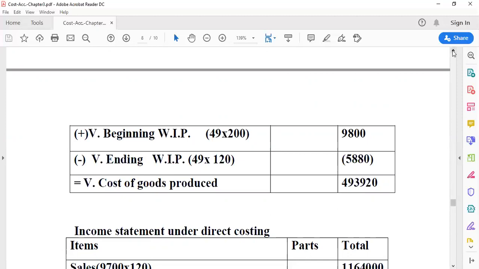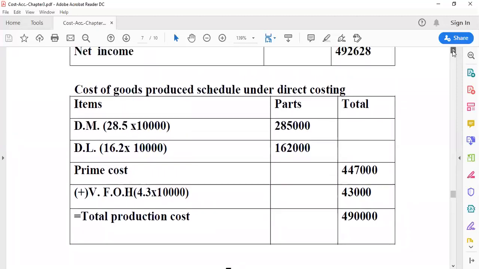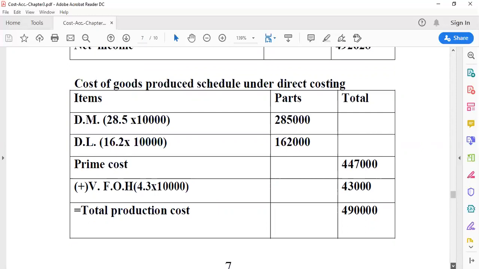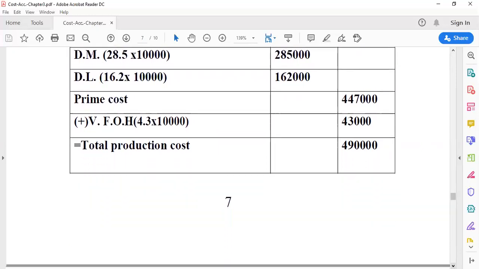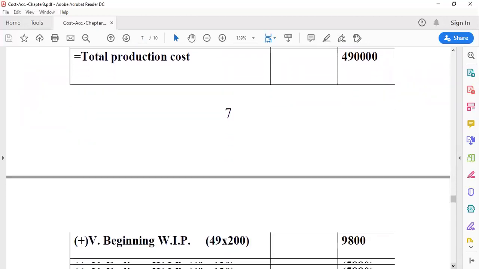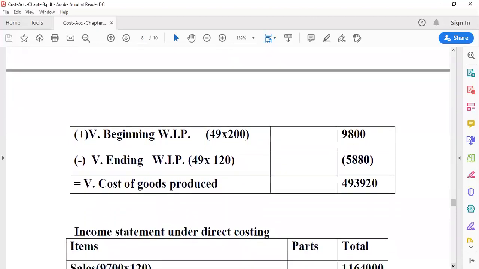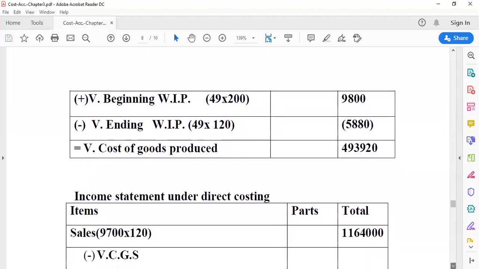So here we solve the first requirement, or a bit of the first requirement, which is the cost of goods produced schedule under the direct costing. We add direct material with direct labor to get prime cost, and then add variable factory overhead to get the total production cost, and then add the variable beginning working process, deducting the variable ending working process, to get the variable cost of goods produced.